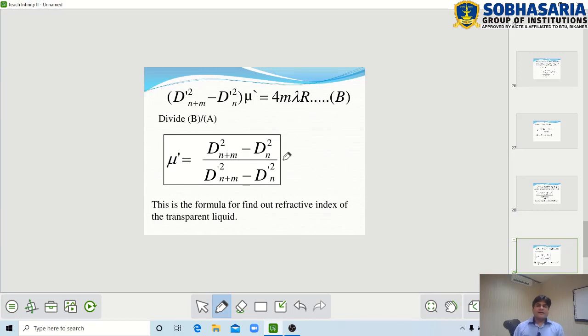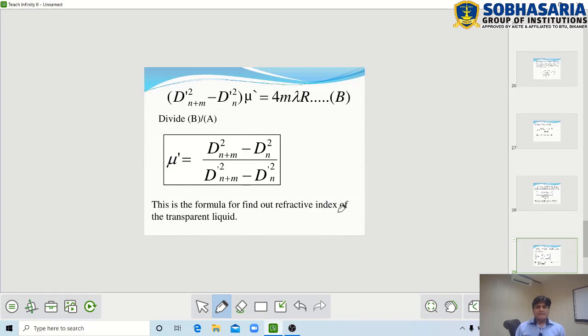By this formula we can find the refractive index of the transparent liquid if we know the diameters of the nth and (n plus m)th Newton rings when the air film is formed, and also the diameters of the nth and (n plus m)th Newton rings when we insert the liquid. This is an application of the Newton's ring experiment.